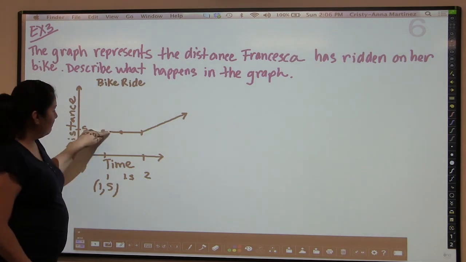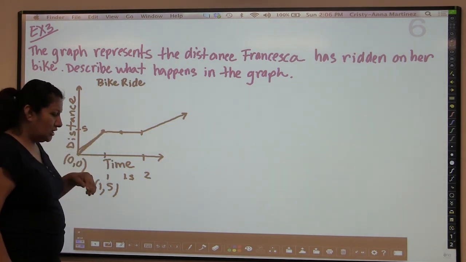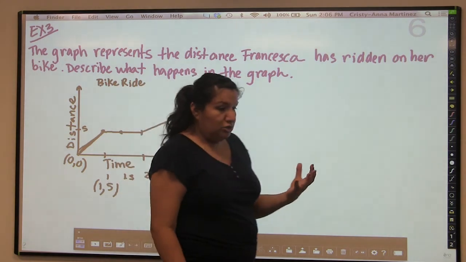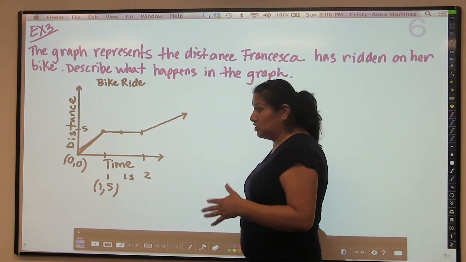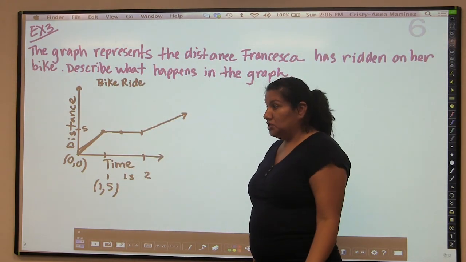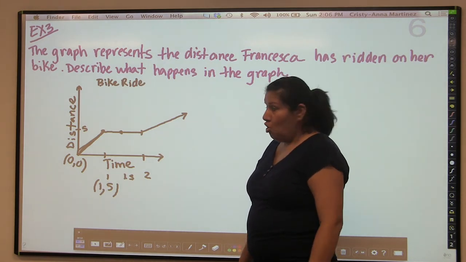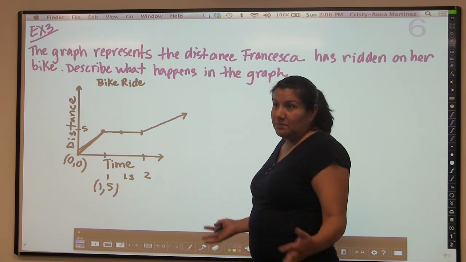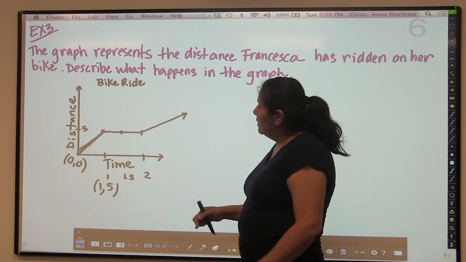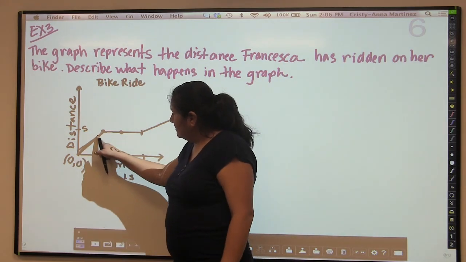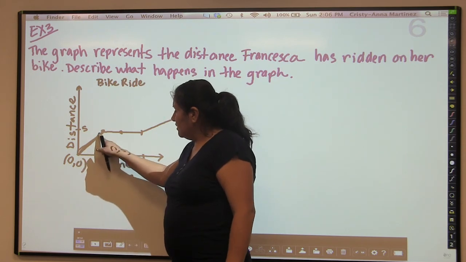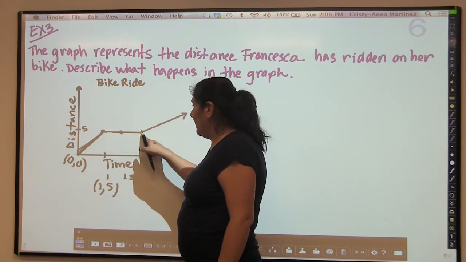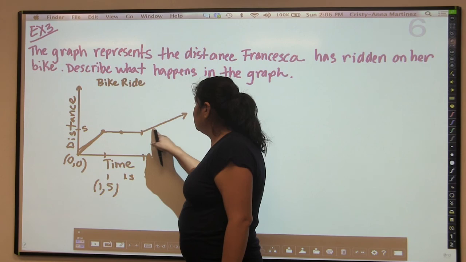When you see a flat thing like that, that usually means that she stopped moving. So maybe she took a break. Maybe she wanted to stop riding her bike and she just sat down and started eating lunch. Or maybe she wanted to make a phone call. Or maybe she wanted to check her Facebook status. I don't know. But the point is she is not moving. So again, this indicates that she's moving at a constant rate. Here she's not going anywhere. And then here she starts moving again.